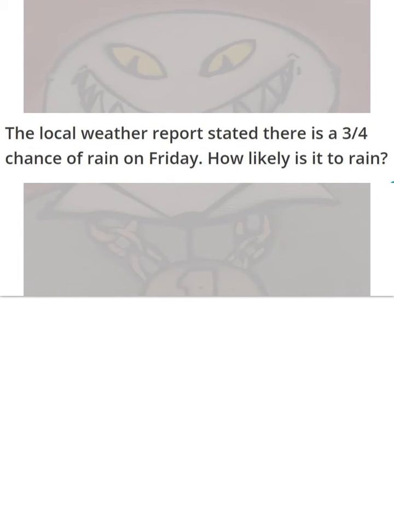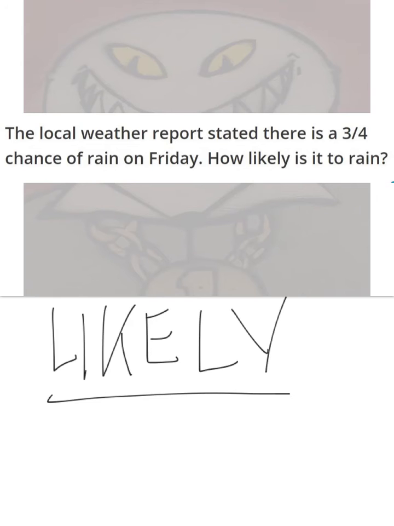These problems, remember, you have to write the answer as a word. So 3/4 chance of rain on Friday. How likely is it to rain? Hit pause so you can answer the question and write what you think it is. It's not certain that it's going to rain if it's a 3/4 chance of rain. It is likely. So you can also review those parts of your notes and remember what each of those means with probability.